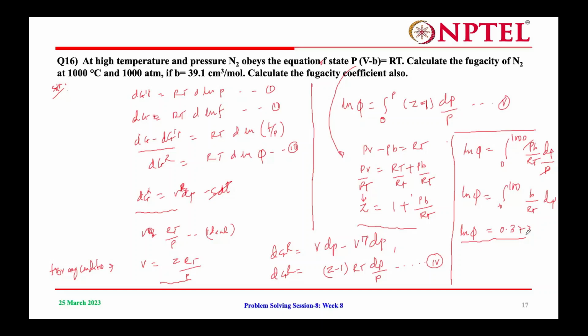Now the fugacity. Unit of fugacity. Okay. Phi is equal to 1.453 and f is equal to 101453.